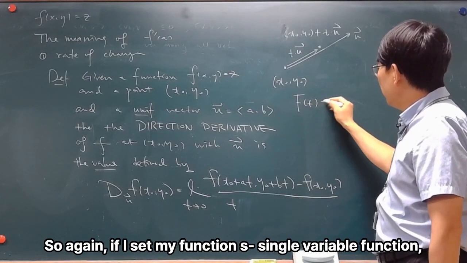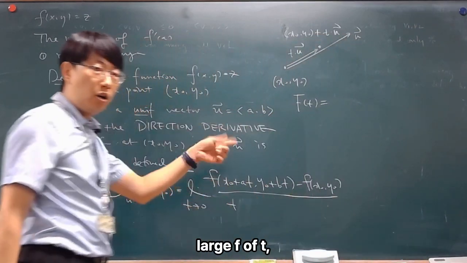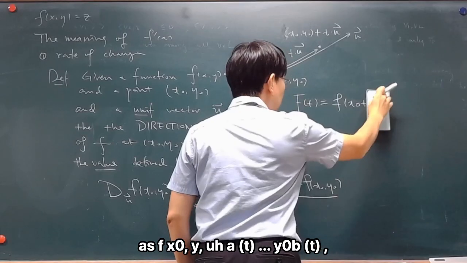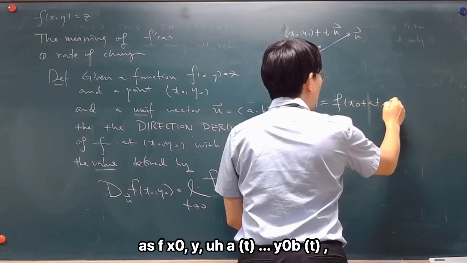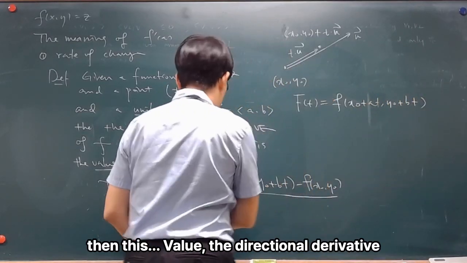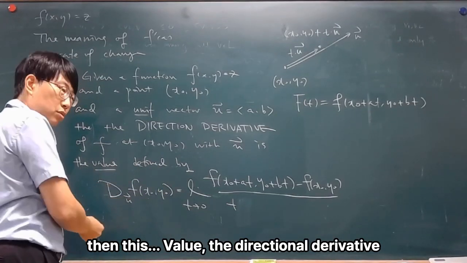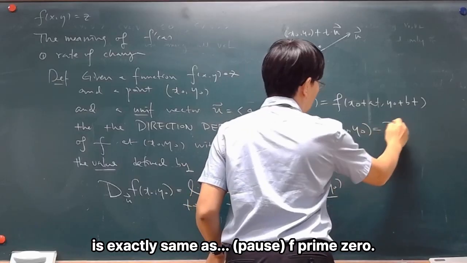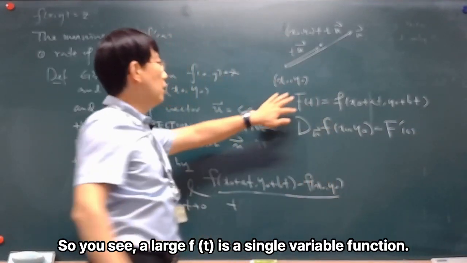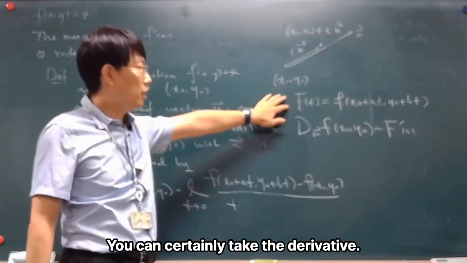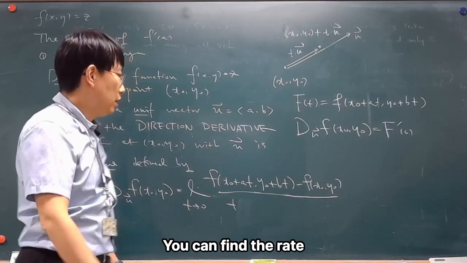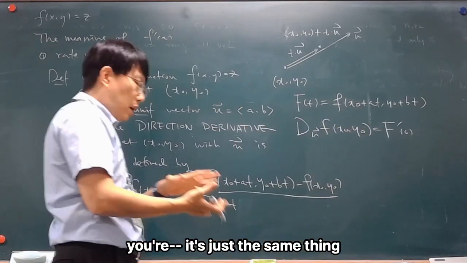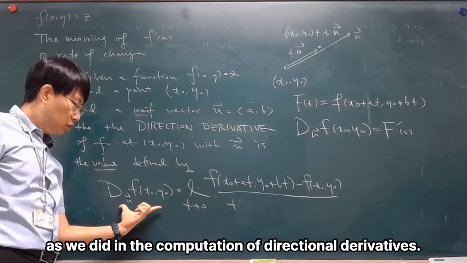So again, if I set my single variable function, large f of t, as f of x0 plus tu, y0 plus tu, then this value, the directional derivative, is exactly the same as f prime of 0. So you see, the large f of t is a single variable function. You can certainly take the derivative. You can find the rate of change of the function value at 0. And when you do that, it's the same thing as we did in the computation of the directional derivative.